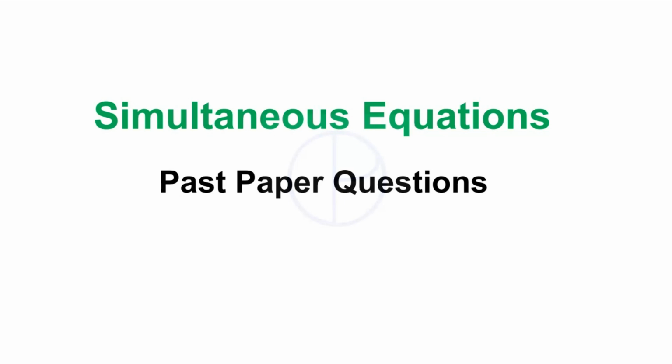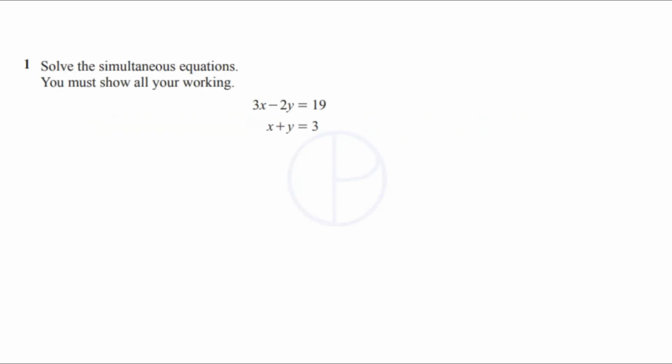In this video, we are going to solve some of the simultaneous questions taken from the recent past papers. The first question is, solve the simultaneous equations. You must show all your working. 3x minus 2y equal to 19, x plus y is equal to 3.